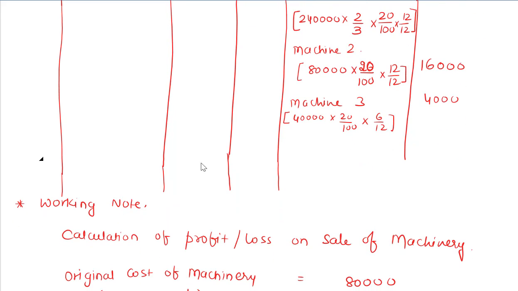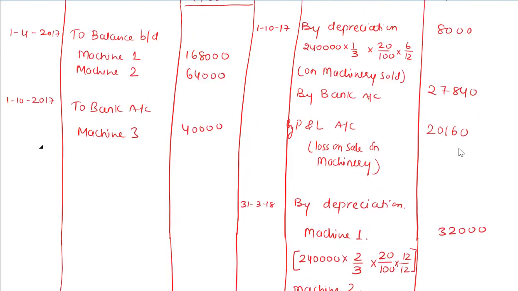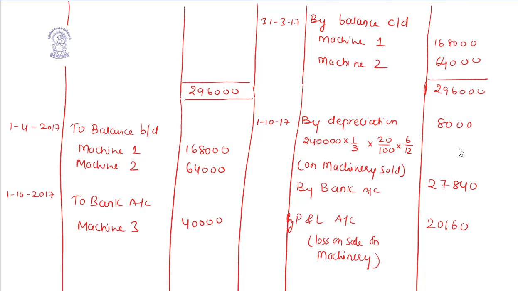1,68,000 plus 64,000 plus 40,000. The total is 2,72,000. Just do the total on the credit side also, 2,72,000. Now deduct all these figures from 2,72,000.